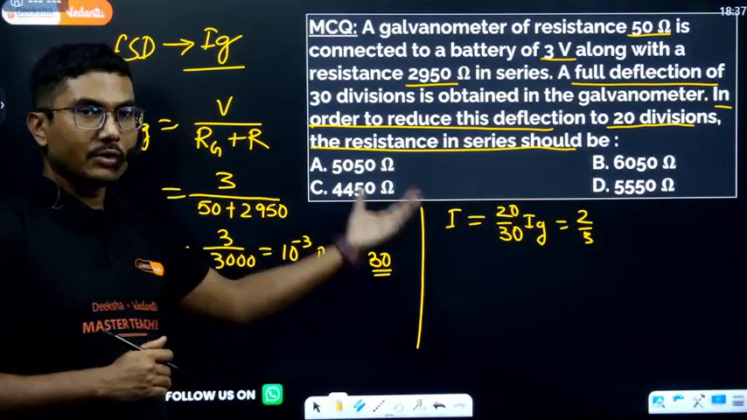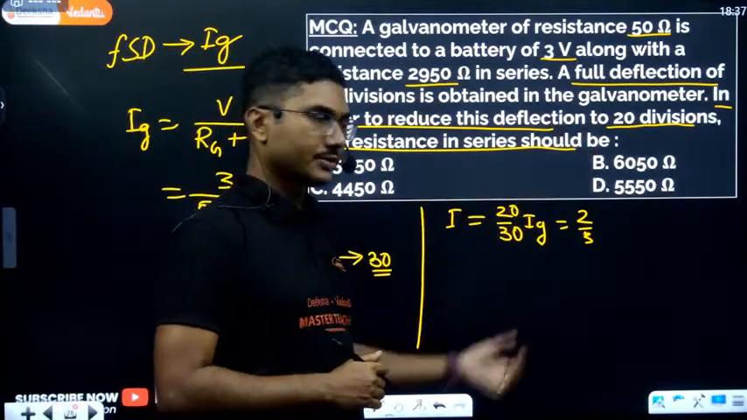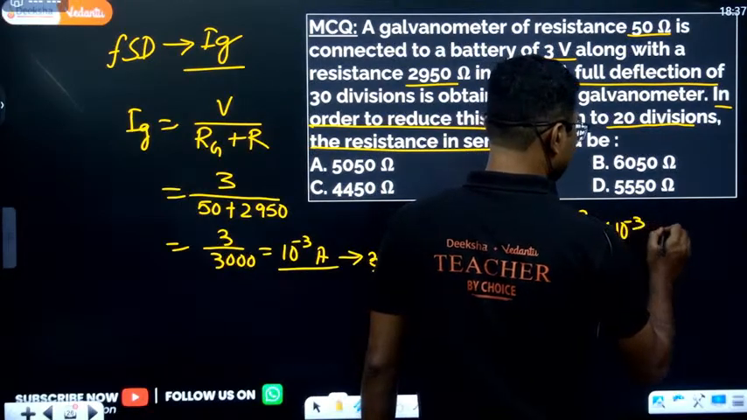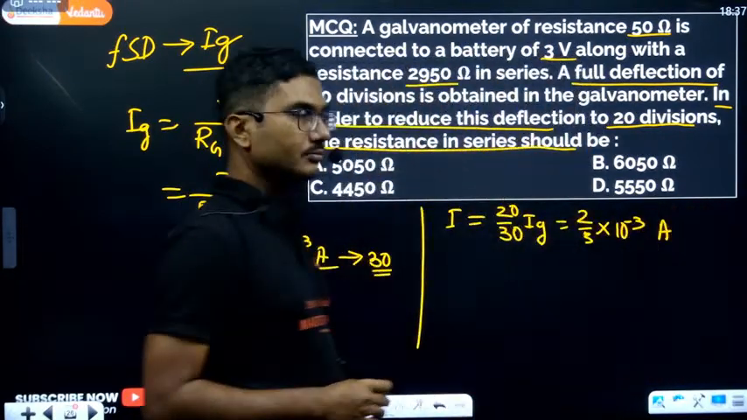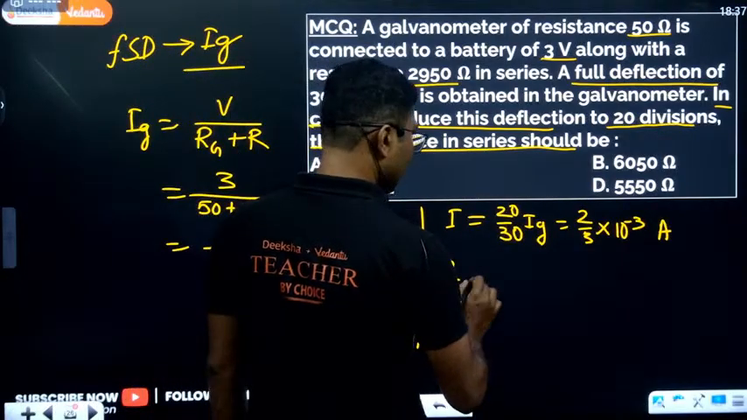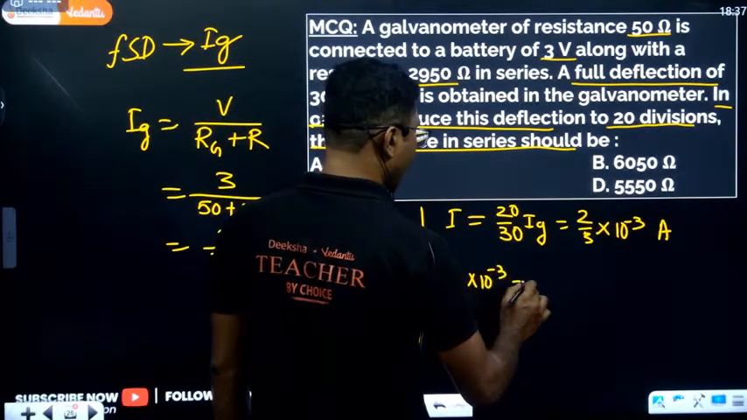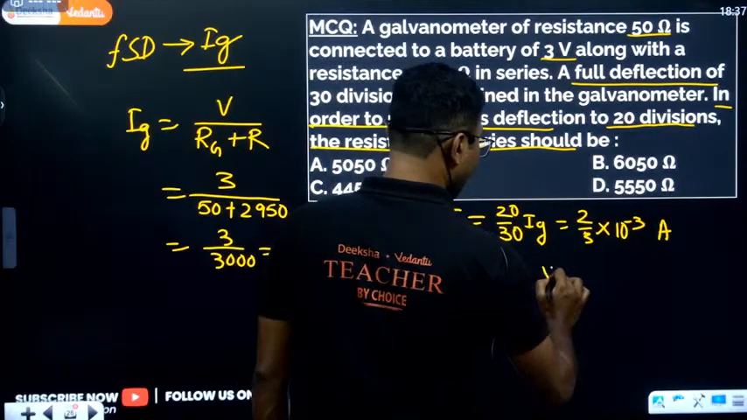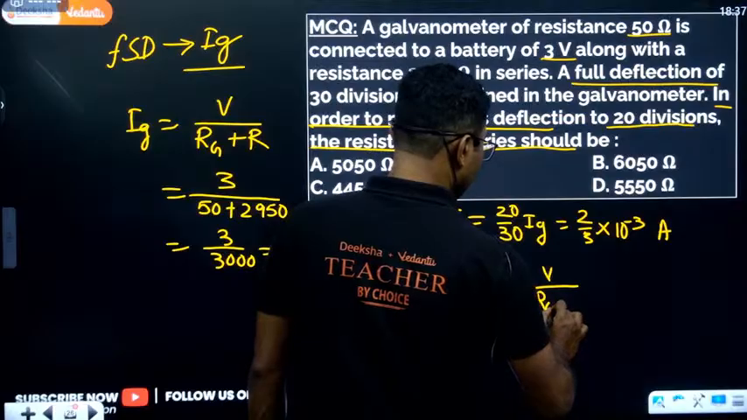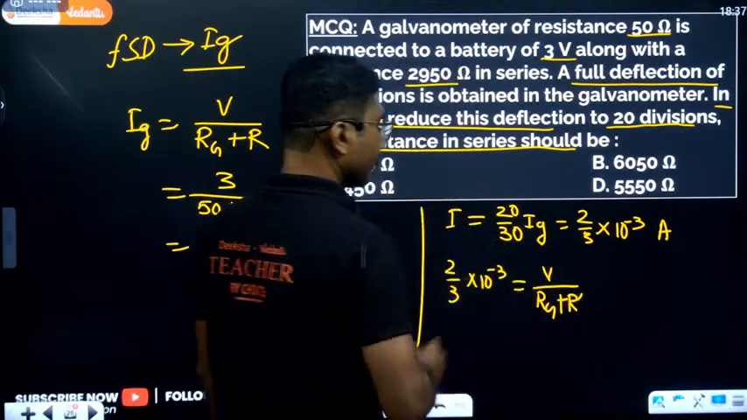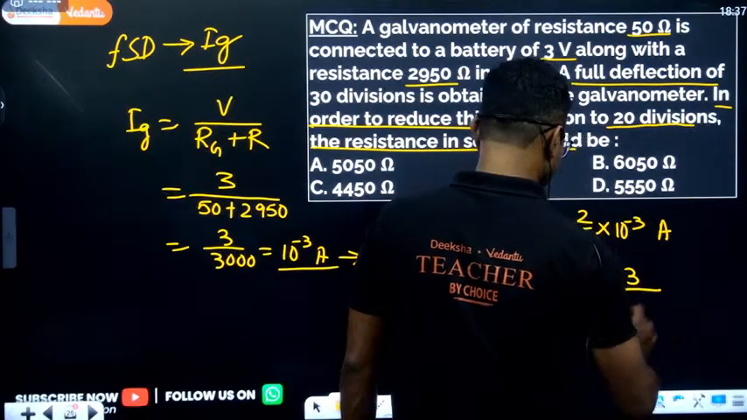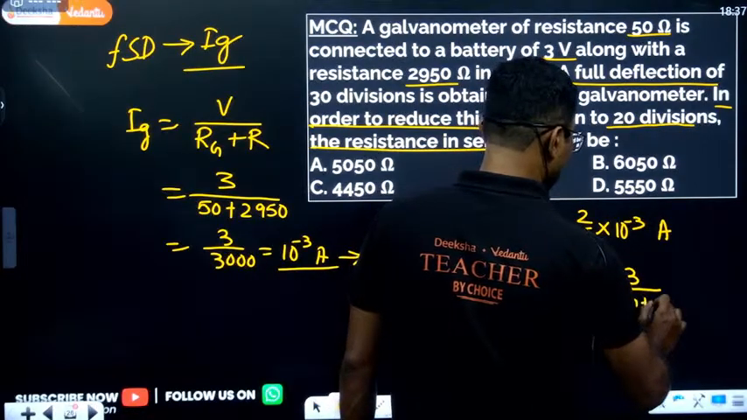So how much current do we want? We basically take the ratio of the divisions, into 10 to the power of minus 3. This much current I want, so this is our output current. So 2/3 into 10 to the power of minus 3 should equal the voltage that we have applied divided by Rg and the new resistance. This new resistance we have to find. So voltage is 3, Rg is 50, and this is R.